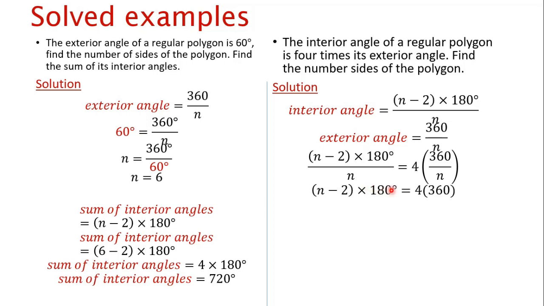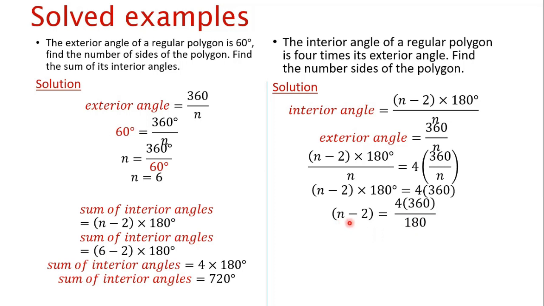Yes, so we move this n here. Moving this n here cancels this n, and so we have a straight equation. (n minus 2) multiplied by 180 degrees equals 4 multiplied by 360 degrees. And so we move this 180 degrees here. We want to make n stand alone because we are finding the number of sides. So we are making n the subject.